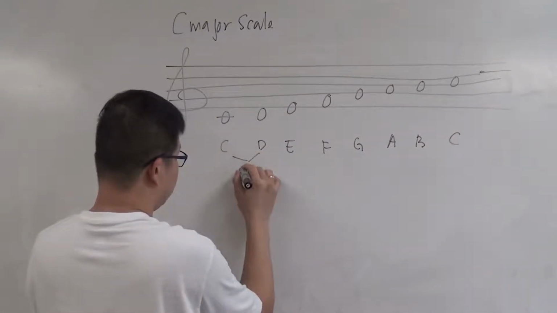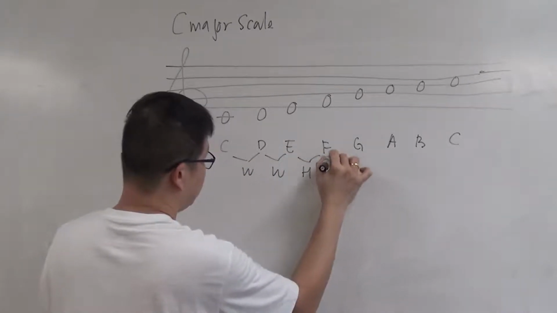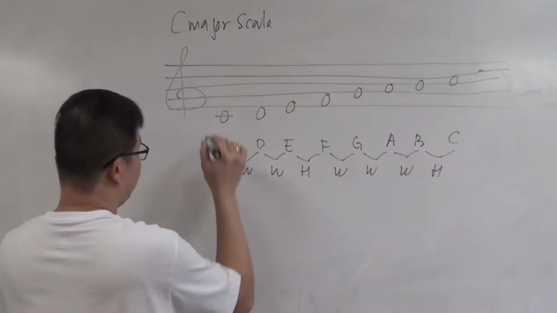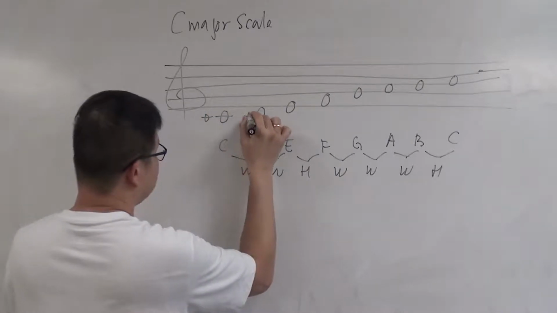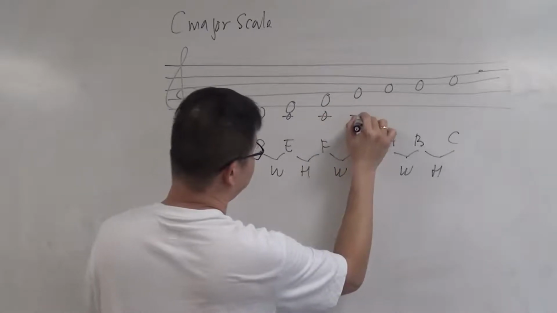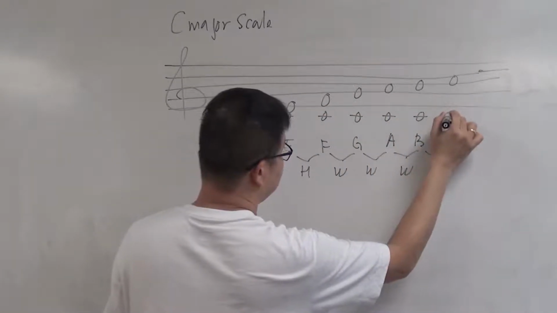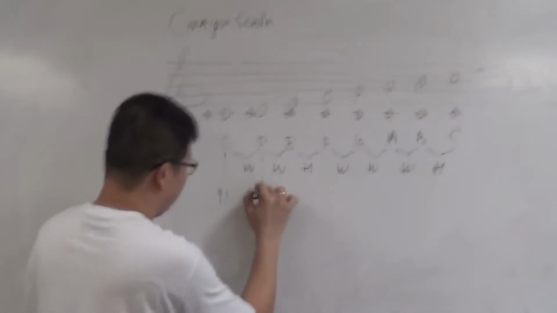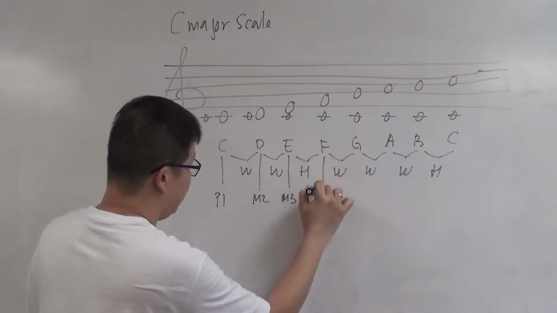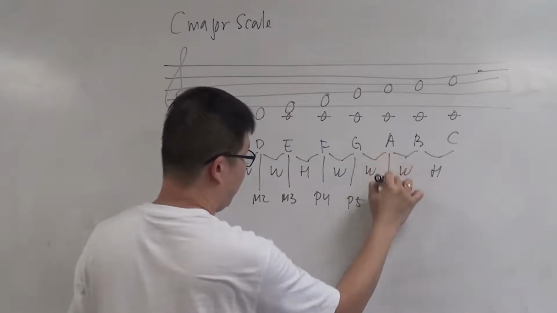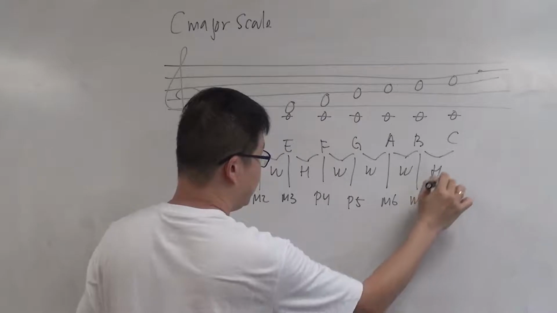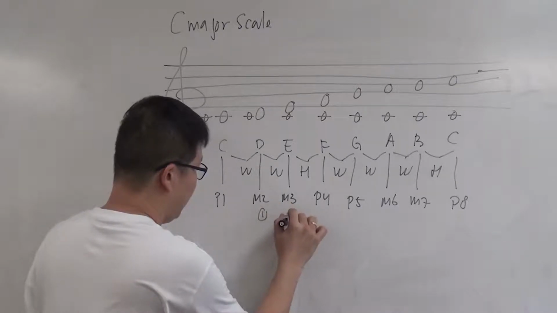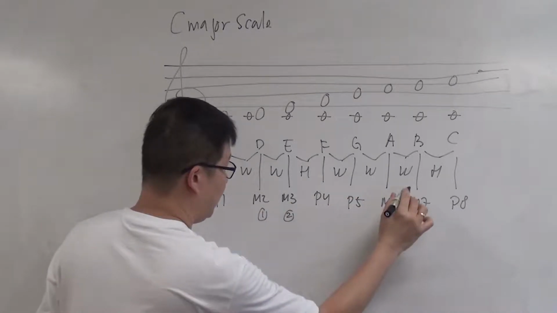Now we know the distance is W, W, H, W, W, W, H. Now let's put the comparison note, which is the root note. This is C, C, C, C, C, C, C, and C. Now let's take a look again. This one is P1, M2, M3, P4, P5, M6, M7, and P8. Now we know there are 4 major intervals, which are M2, M3, M6, and M7.